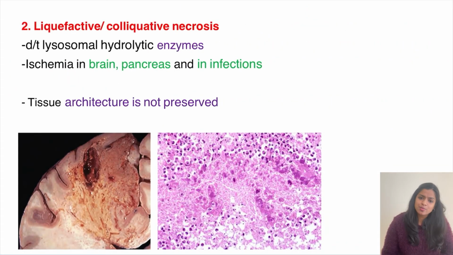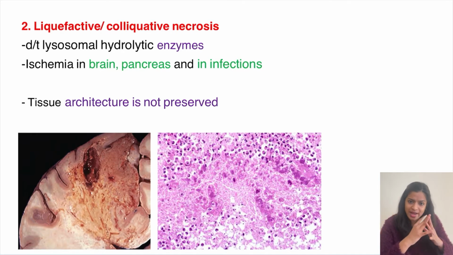So moving on to the next type of necrosis, which is liquefactive or colliquative necrosis. This happens due to the presence of lysosomal hydrolytic enzymes. In coagulative necrosis, we saw it was due to the degeneration of proteins, so the enzymes also get denatured. But here in liquefactive necrosis, it is the presence of these hydrolytic enzymes which damage the cell and result in necrosis. And since the cell is getting damaged, it forms a liquid-like consistency. That is why it is called liquefactive. Liquefactive means it is becoming a more liquid kind of state.